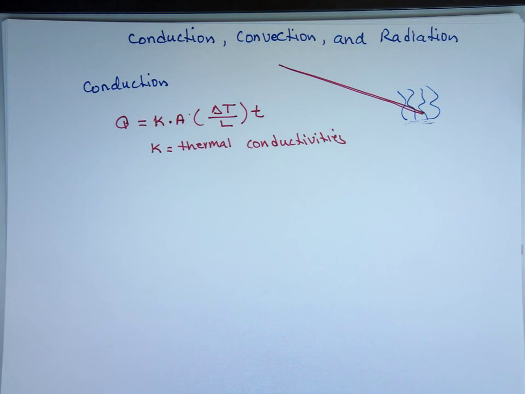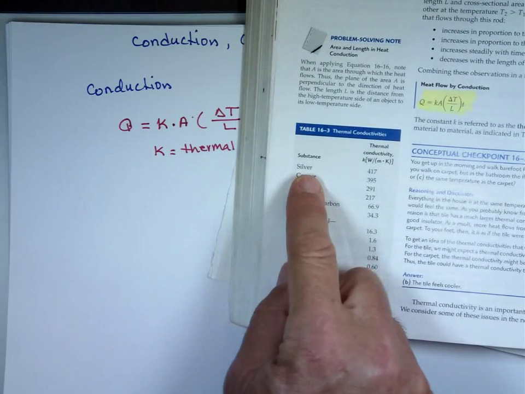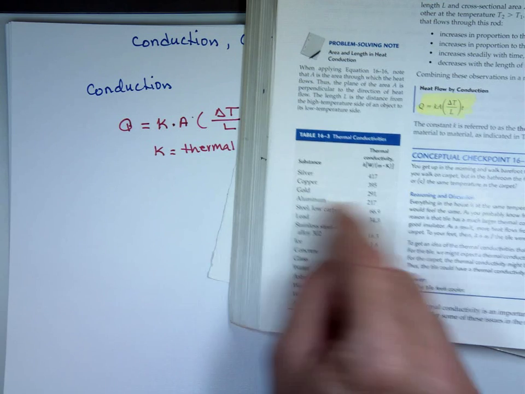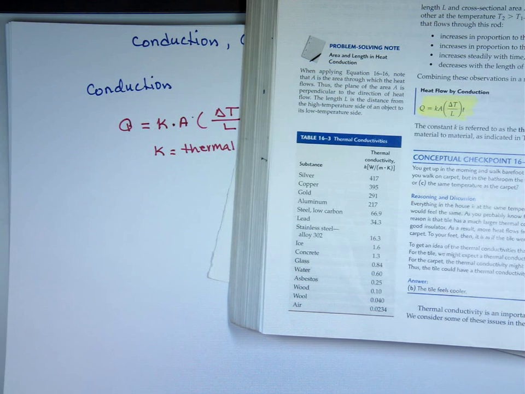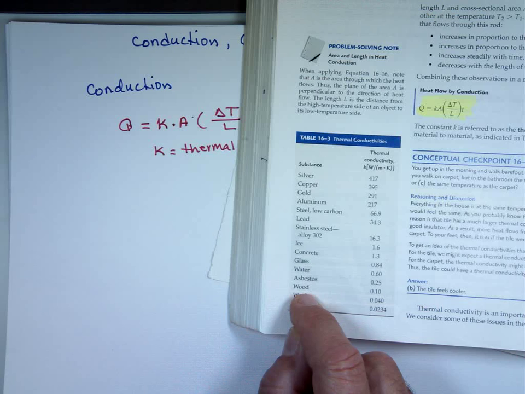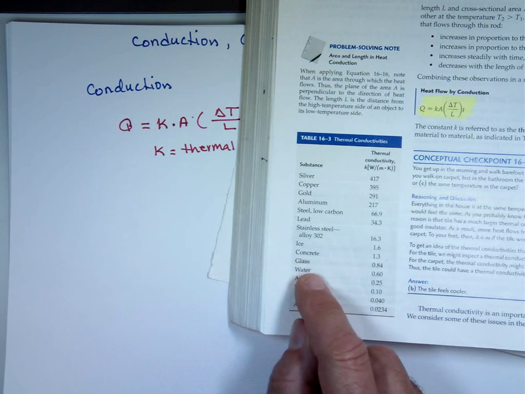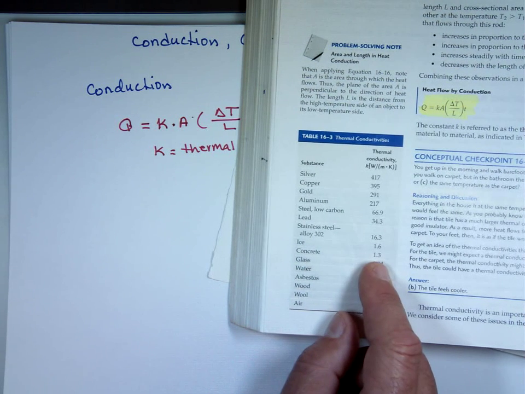And it changes from object to object. Just to give an example, here's a table. For silver, it's 417. That's K. For gold, it's 291. For aluminum, it's 217. For wood, look at wood here, 0.1. Water, 0.6. Glass, 0.8. Concrete, 1.3.